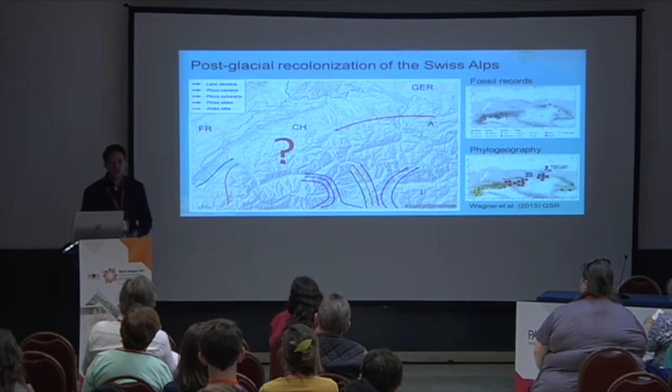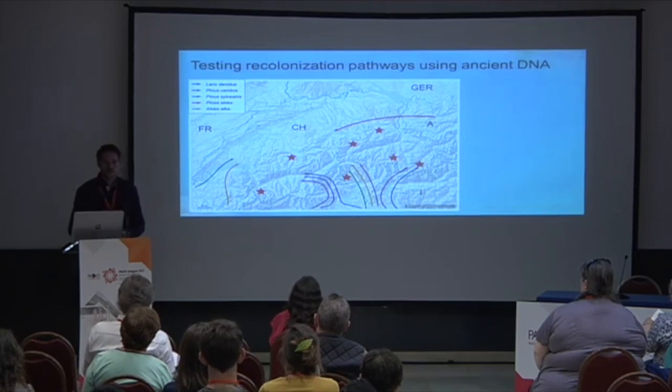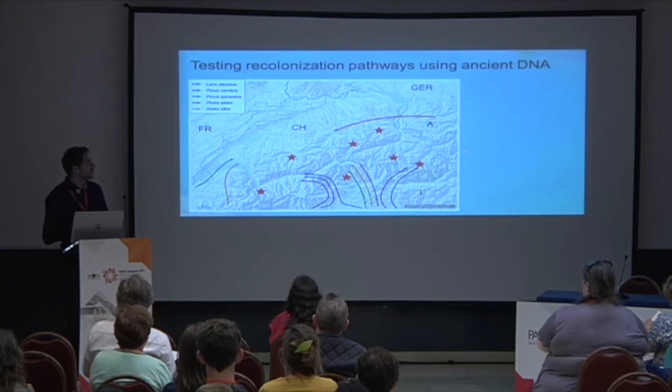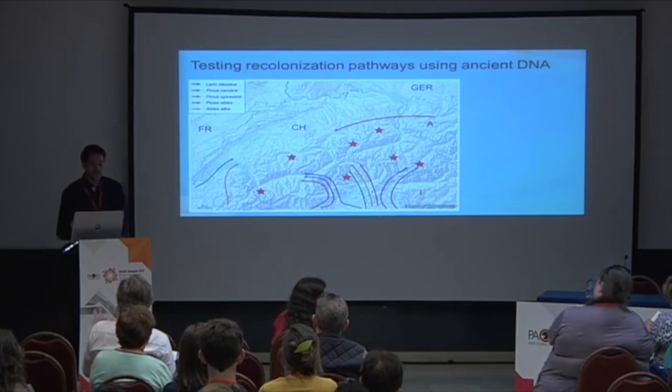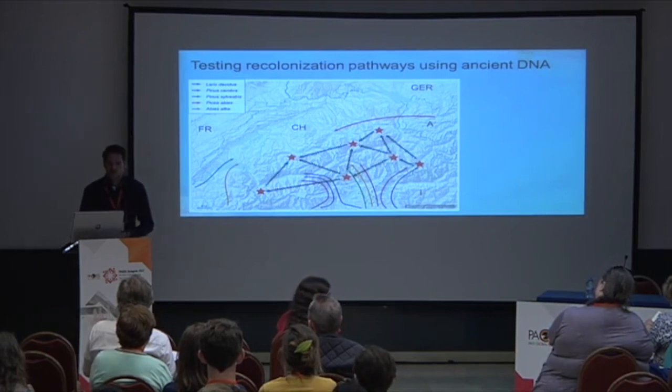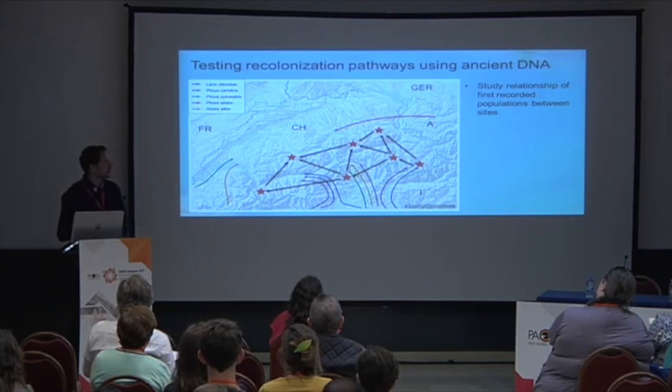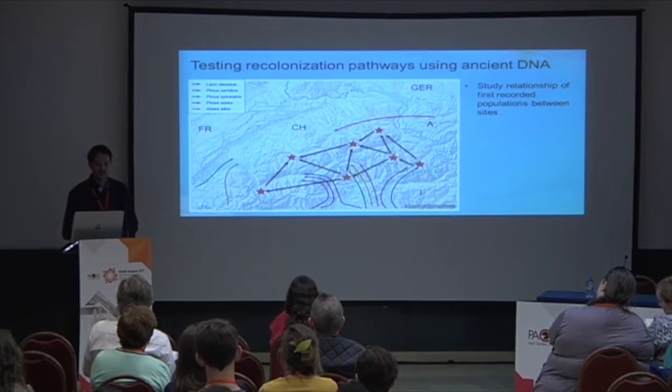So what we propose in our upcoming project is to actually test those recolonization pathways using ancient DNA. So what we would like to do is sample 7 different lakes that are based on a northwest and on an east-west and north-south transect through the Swiss Alps, and then check the relationship of the first recorded populations between those sites. Because we know from macrofossils when they appear, and then if we analyze the aDNA of such macrofossils, we might be able to test the relationship or those expansion pathways.